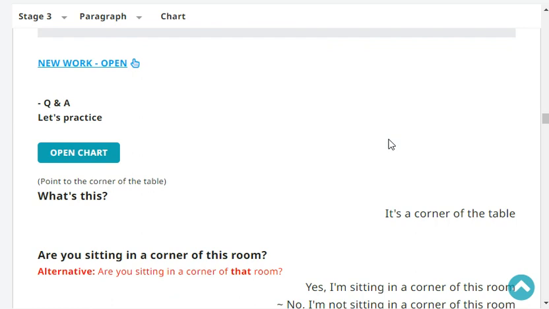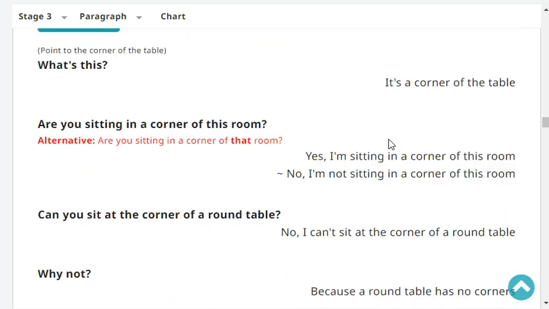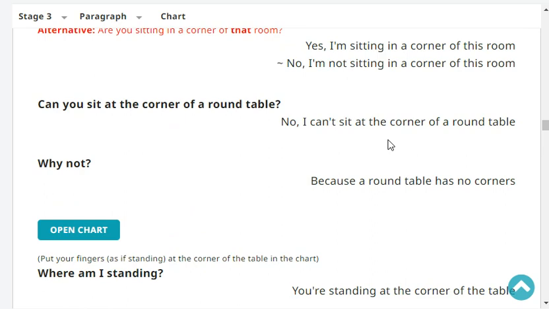What's this? It's a corner of the book. Are you sitting in the corner of your room? Yes or no? No, I'm not sitting in the corner of my room.